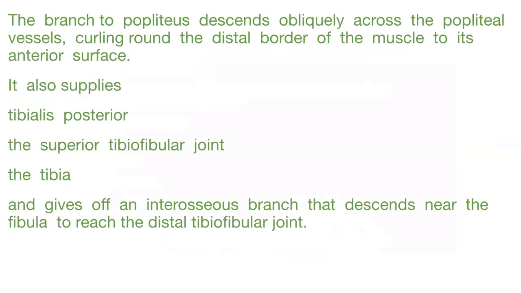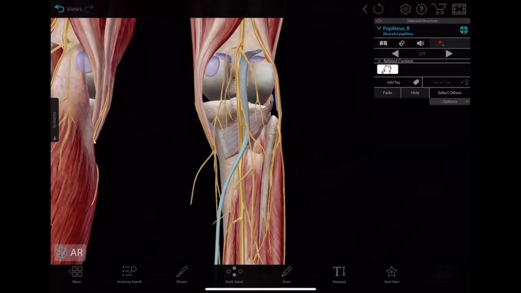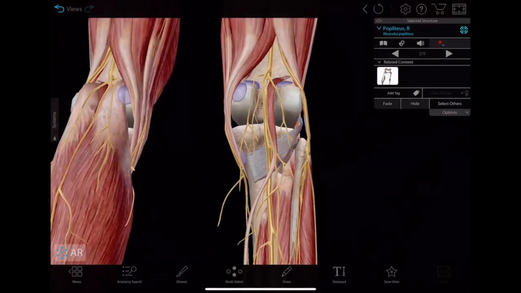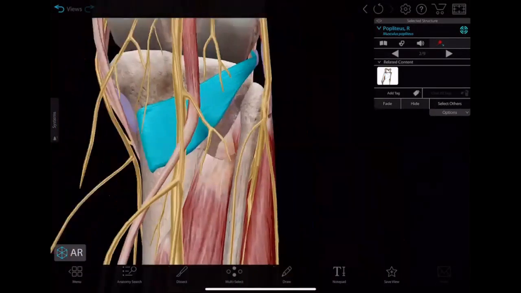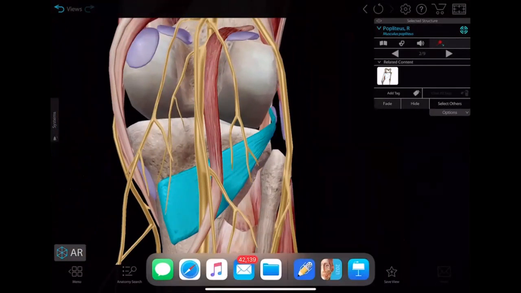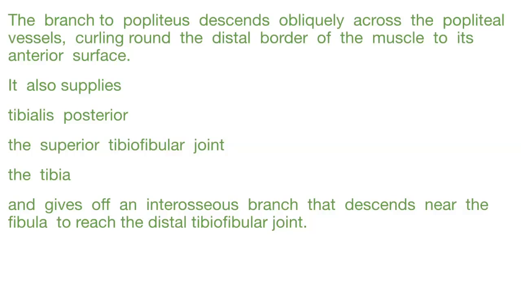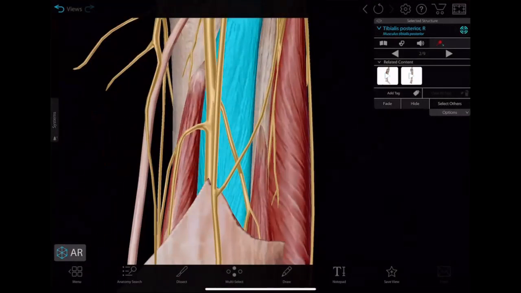The branch to popliteus descends obliquely across the popliteal vessels, curling round the distal border of the muscle to its anterior surface, right? So this is the popliteus muscle. It also supplies tibialis posterior, the superior tibiofibular joint, and the tibia. So tibialis posterior you have already seen. So this is the tibialis posterior.